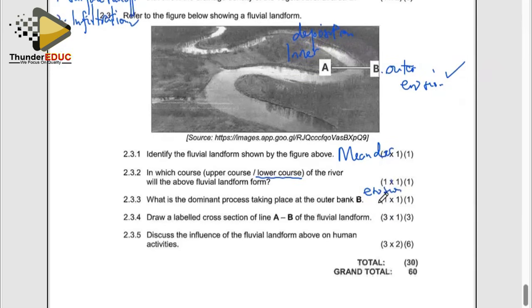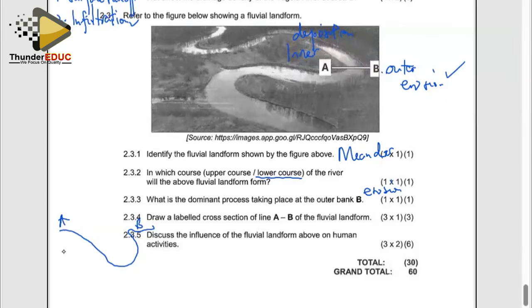Right, draw a labeled cross-section of line AB. Right, A we said is the inner and B is the outer. Inner there's deposition and outer there is erosion. So you draw your A, you draw your B. How does the river look? It's gentle on this side because there's deposition. How is it going to look as we go towards B? It's going to be steep. So the shape of the river looks something like this.